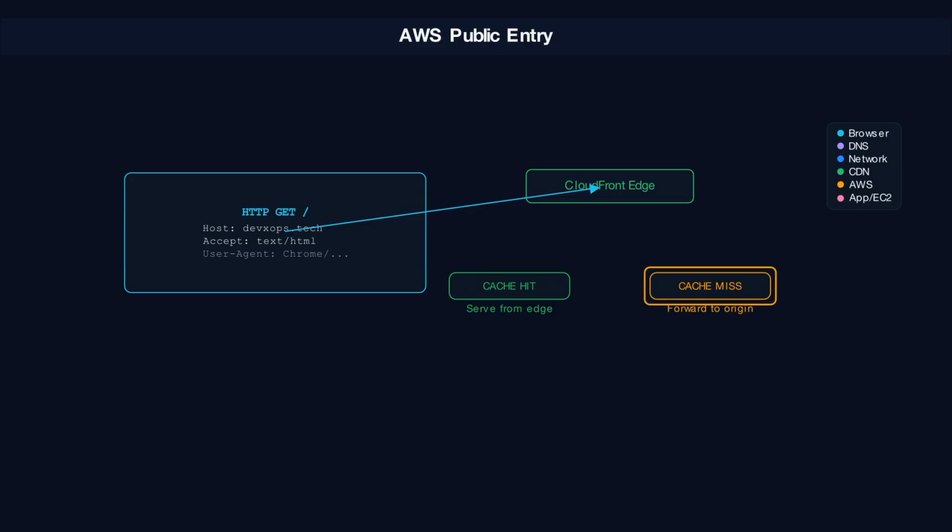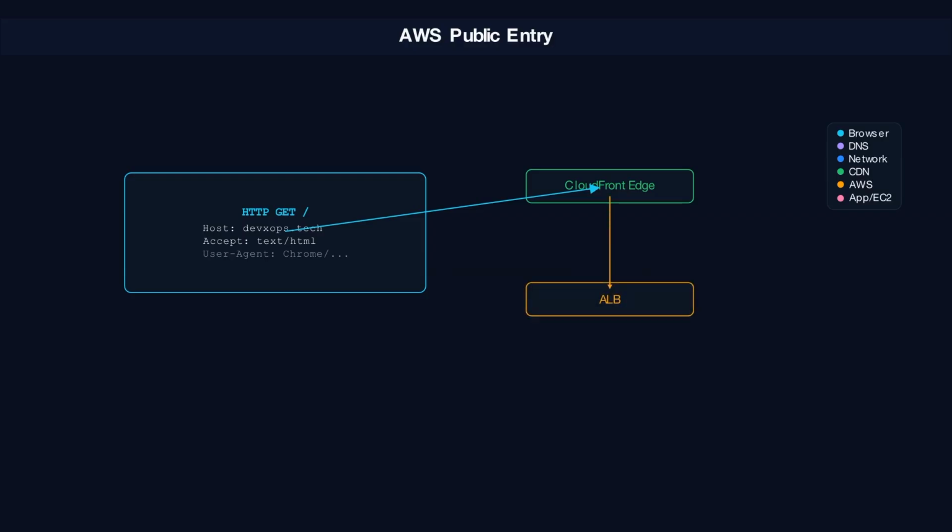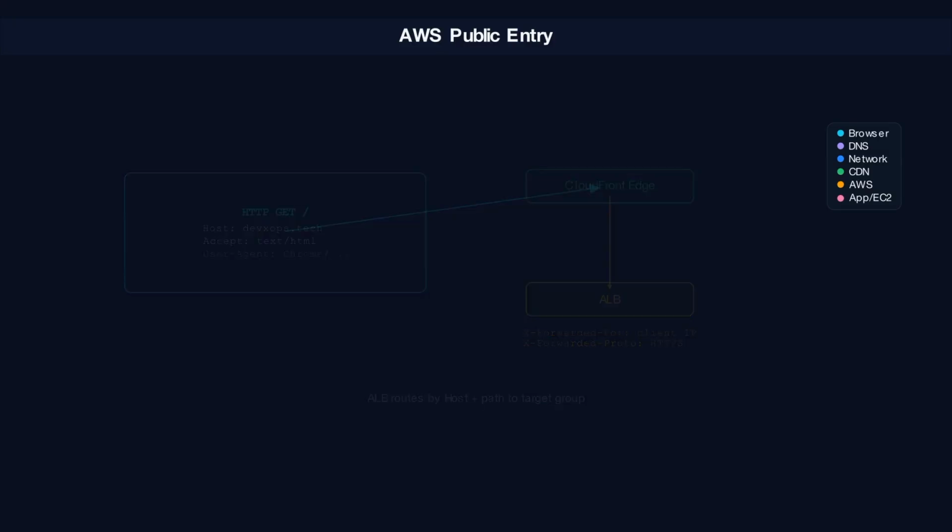If it's a miss, the warehouse doesn't have it. CloudFront forwards upstream toward the origin. It adds X-Forwarded-For with the client's IP and X-Forwarded-Proto set to HTTPS. The origin is an Application Load Balancer, the ALB, which terminates TLS on the edge-to-origin connection. The ALB inspects the host header and path to choose which target group handles this request.